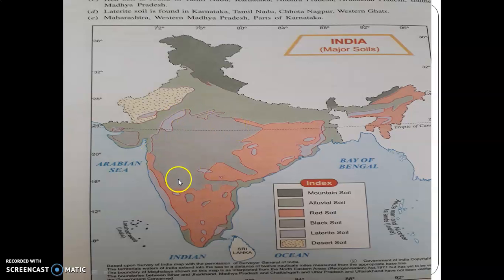And this part of Deccan Plateau, this region is covered with black soil. And part of Rajasthan is covered with desert soil. Next is laterite soil. Here, as we know, the important physical features located here are the Western Ghat, and this side Eastern Ghat. So the summit, meaning the top part of Western Ghat and Eastern Ghat, are covered with laterite soil. So these are the areas covered with different soil.